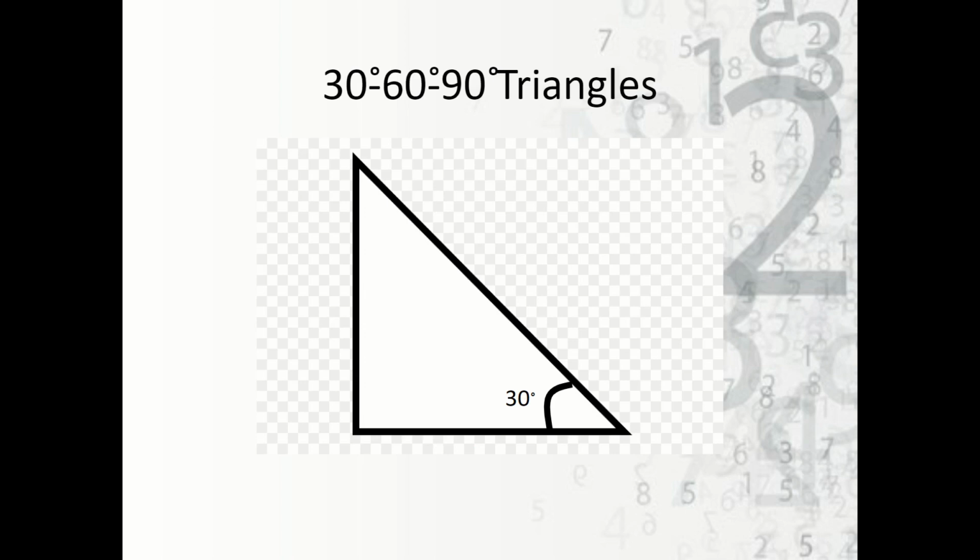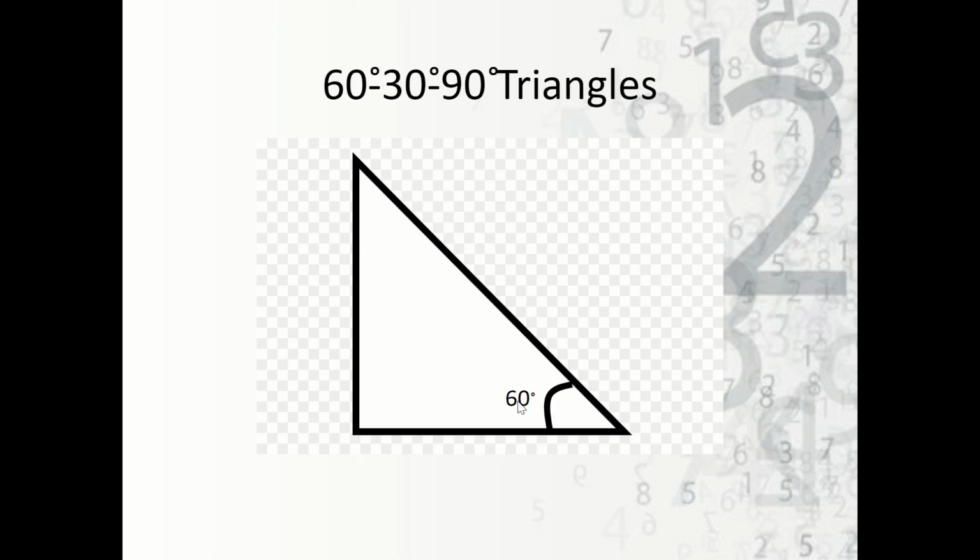Now 30, 60, 90 degree triangles. So if this angle is 30, and obviously this angle is 90, that means that this angle here has to be 60 degrees. And the rule is that the side opposite of the 30 degree angle should be 1. The side opposite of the 60 degree angle should be square root of 3. And the side opposite of the 90 degree angle should be 2. So for a 30, 60, 90 degree triangle, we should have 1, square root of 3, and 2.